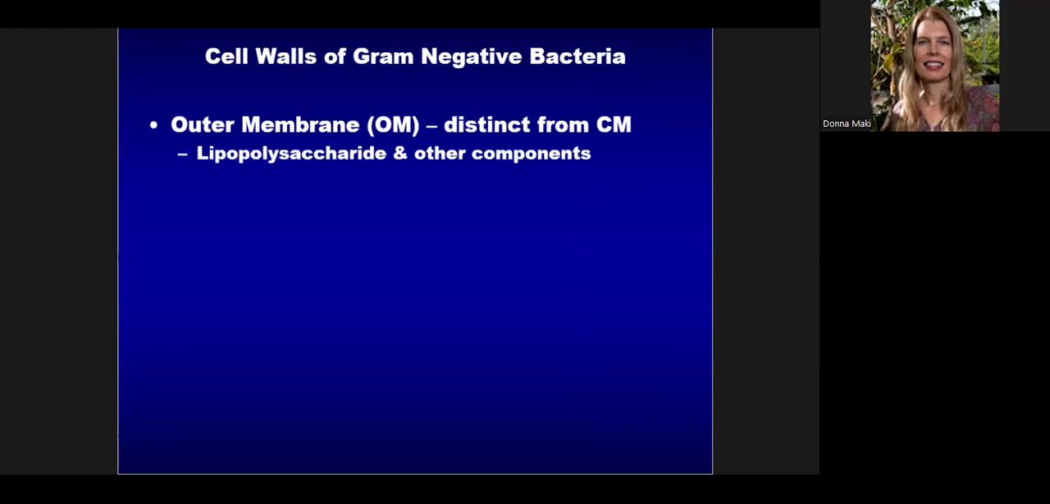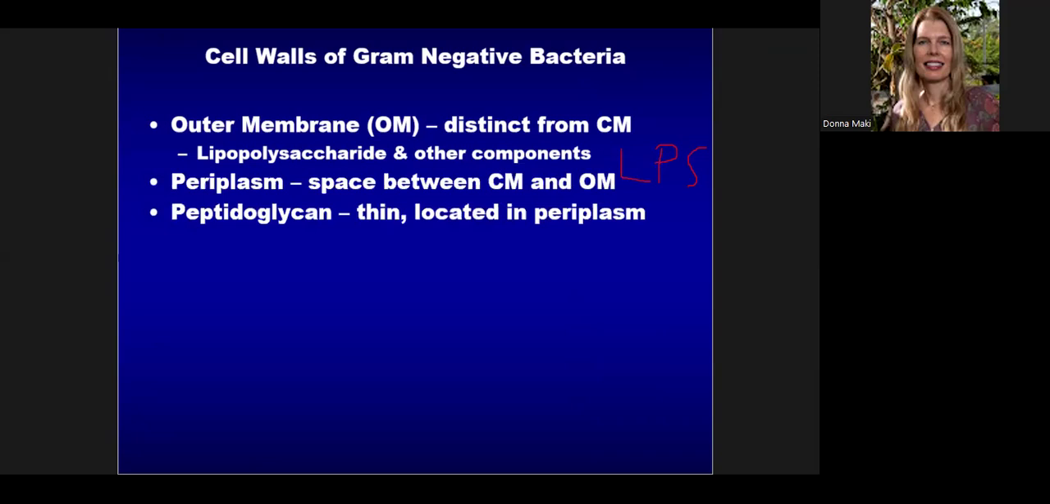They refer to it as the lipopolysaccharide, which abbreviates down to LPS. And if you've had Med Micro, I'm sure that should ring a bell. LPS, or the lipopolysaccharide. There's also that periplasm, which is just a space. It's a physical space that's between the cell membrane and the outer membrane. And the peptidoglycan is stuffed in the periplasm.